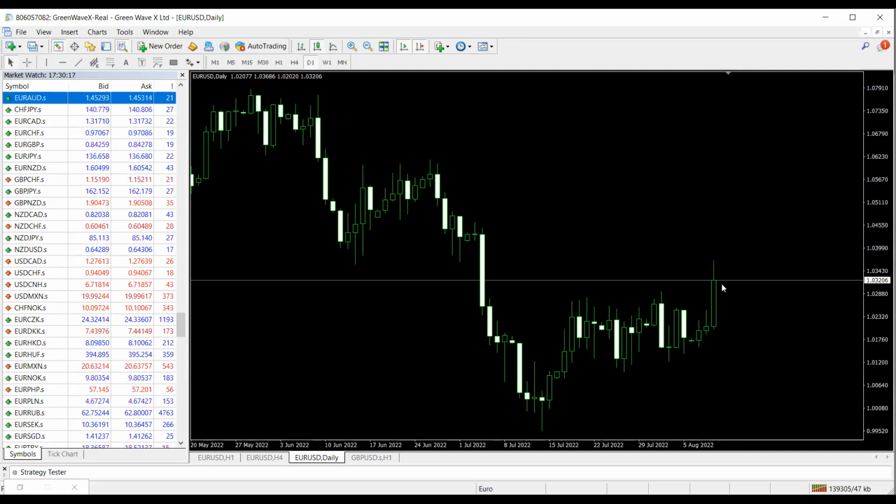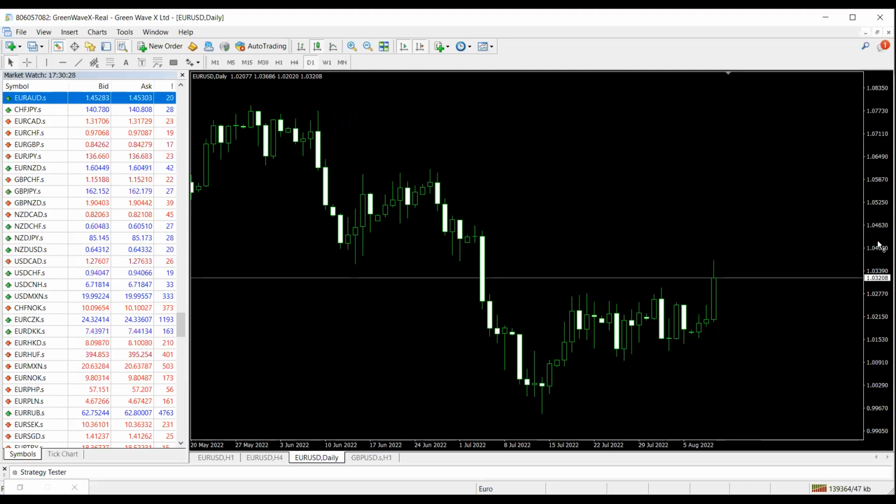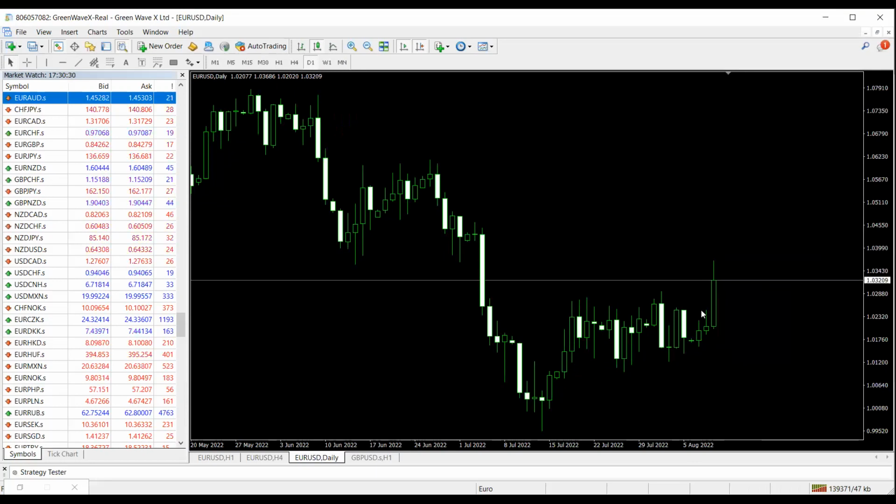It is the current price of the Euro US dollar, which is 1.03202. It's changing at this particular moment in time. And this is the current candle that we have. All of these other candles are the previous candles that have been formed.